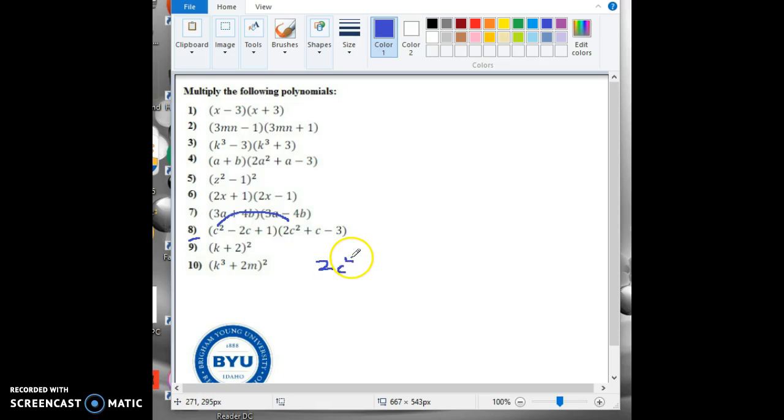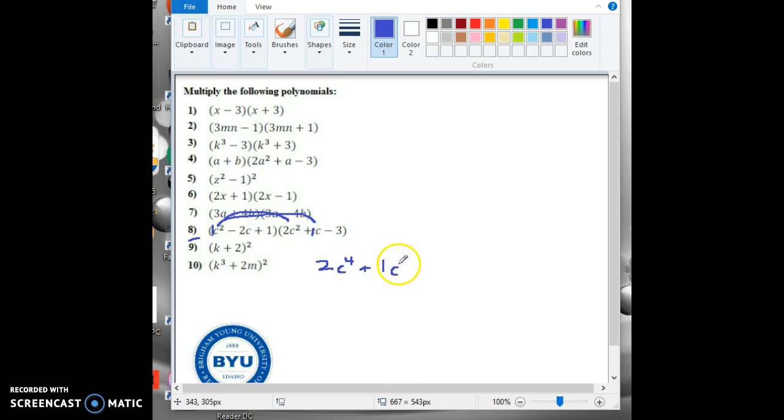Remember there's an invisible 1 on the c squared. And 1 times 2 is 2. c squared times c squared is c to the fourth. So now we're going to multiply c squared times c. There's another invisible 1 here. So we have 1 times 1, which is 1, and c squared times c is c cubed. That's 1c cubed.